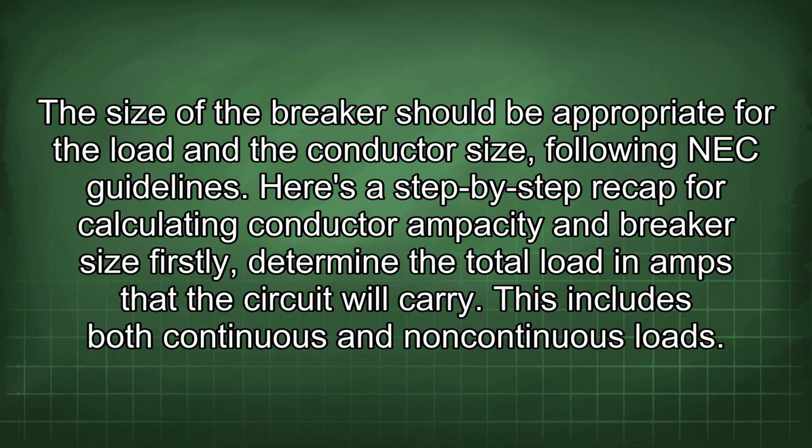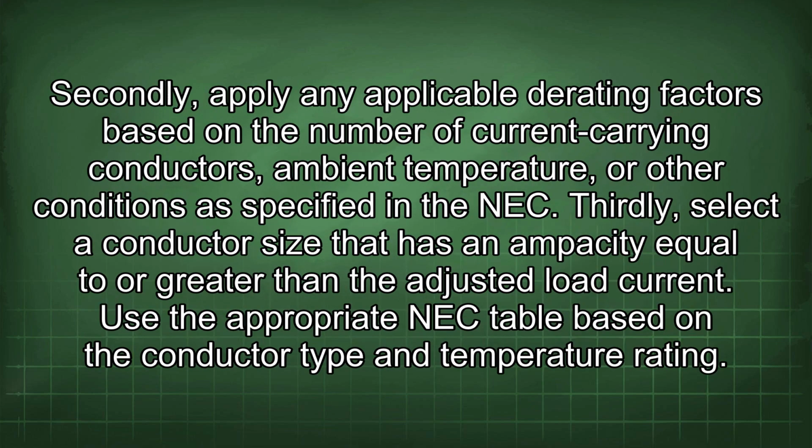Here's a step-by-step recap for calculating conductor ampacity and breaker size. Firstly, determine the total load in amps that the circuit will carry. This includes both continuous and non-continuous loads. Secondly, apply any applicable derating factors based on the number of current-carrying conductors, ambient temperature, or other conditions as specified in the NEC. Thirdly, select a conductor size that has an ampacity equal to or greater than the adjusted load current. Use the appropriate NEC table based on the conductor type and temperature rating.